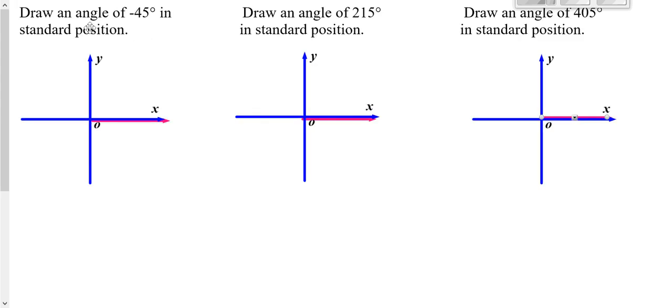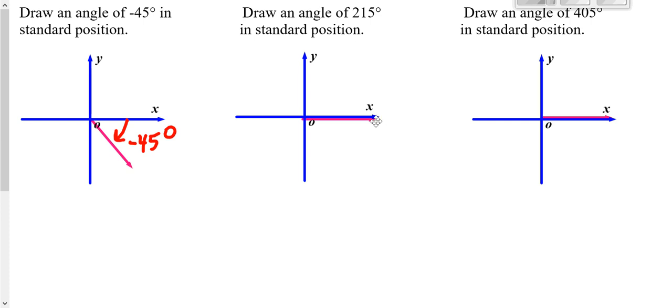So here we're asked to draw an angle of negative 45 degrees. So we're going to start here, rotate backwards 45 degrees, and we would get this. But besides that, you need to draw an arc with an arrow on it for your direction, and then put down negative 45 degrees.